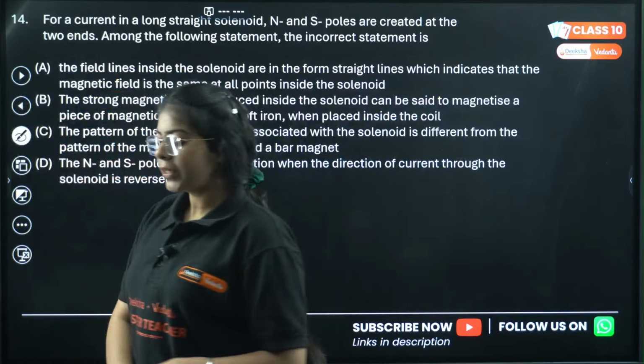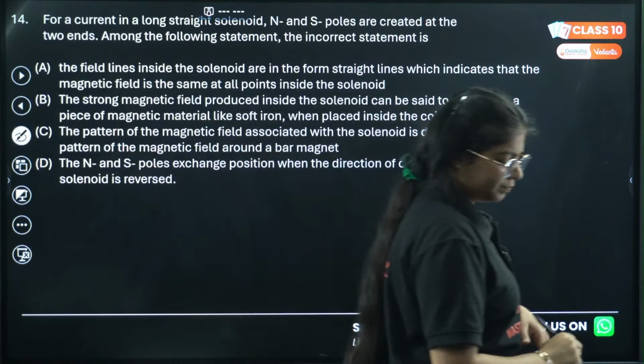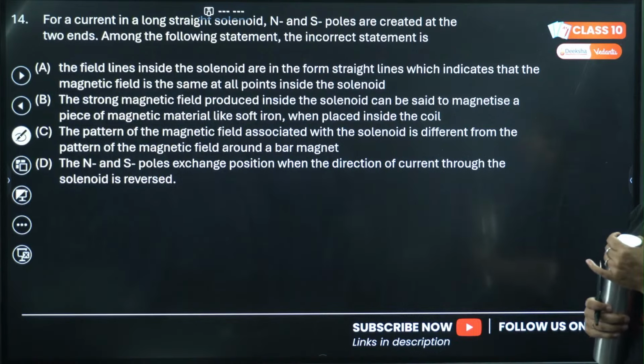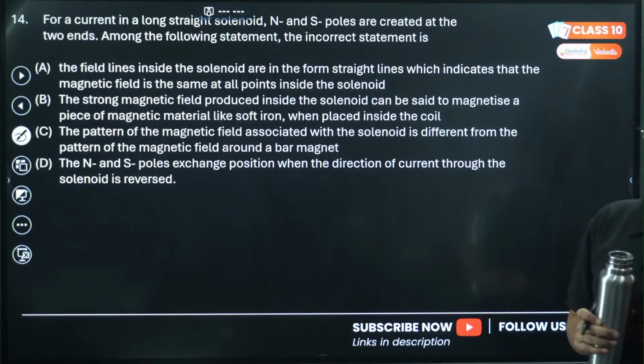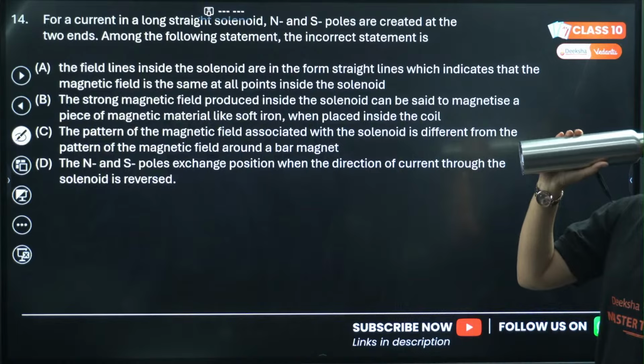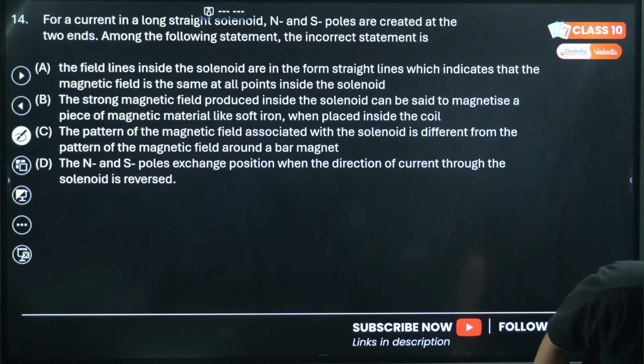Okay, 14th question, big question, read it carefully, very simple. It's just easy peasy. Read it calmly, okay, calmly. What will be the answer?